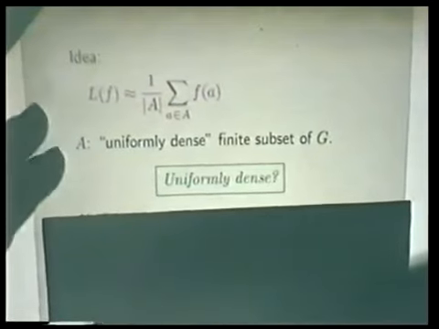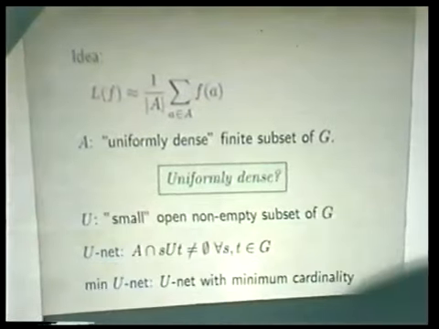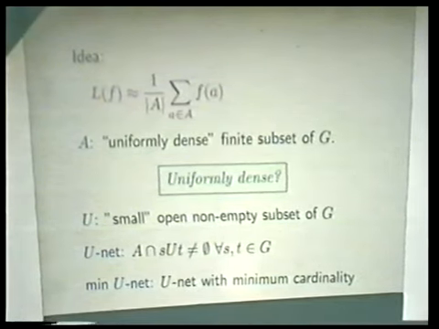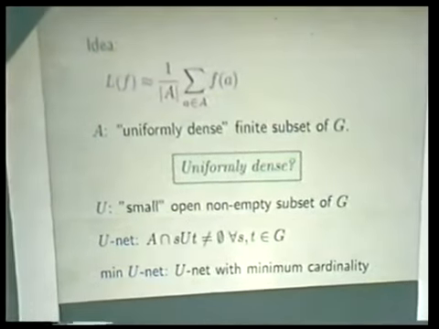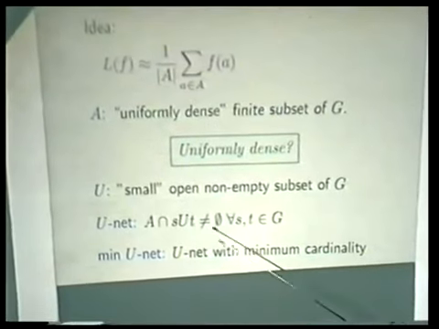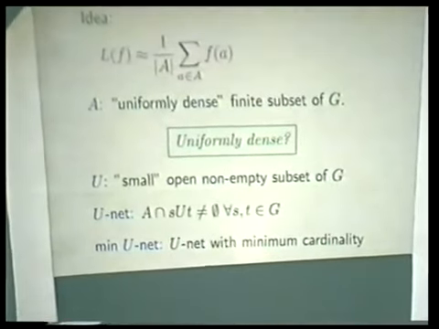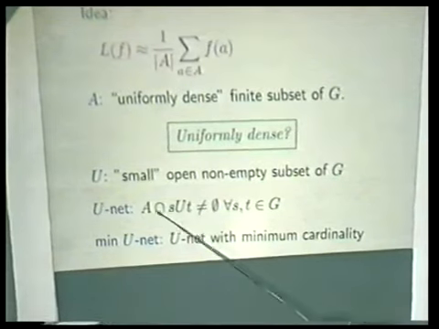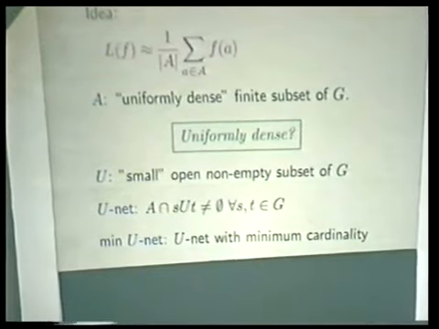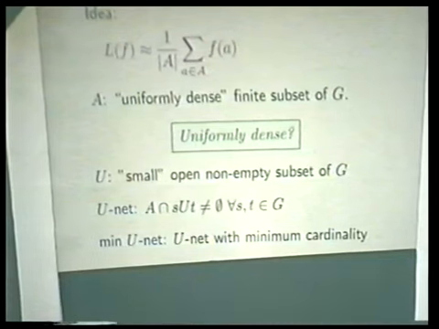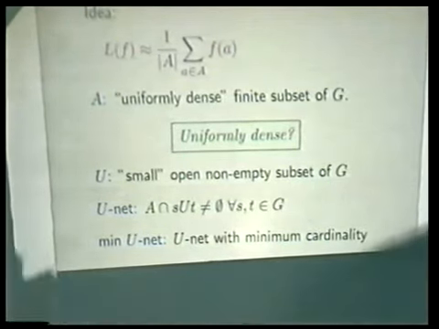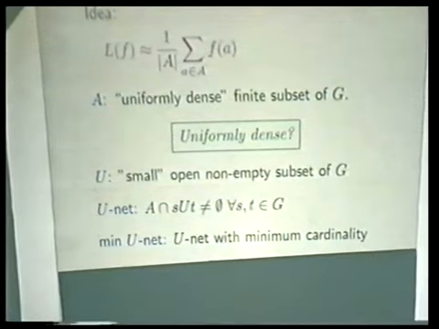Now, what does it mean it's uniformly dense? Well, here is the definition. Pick a small open non-empty subset of G, call it U, and define a U-net as a finite subset A which intersects every translate of U. Of course, this exists. And a minimum U-net is a U-net with minimum cardinality. So it's the smallest possible U-net. So that's the definition of uniformly dense.